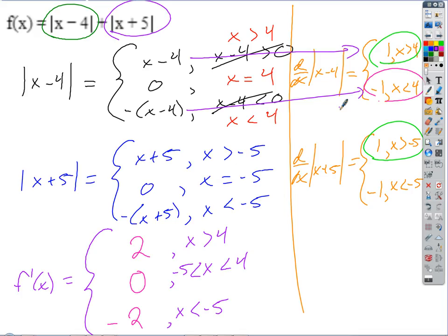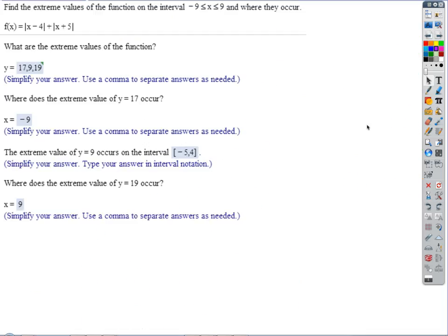Okay. Didn't the original problem have boundaries? Like it had to be between -9 and 9. Yeah. It did? Yeah. Oh, we're not done yet. Okay. So I guess we have to go back to the original problem, don't we? Okay, so there it is. How did we get those in? Okay, so what are the extreme values of the function? Okay, yeah, this is good.